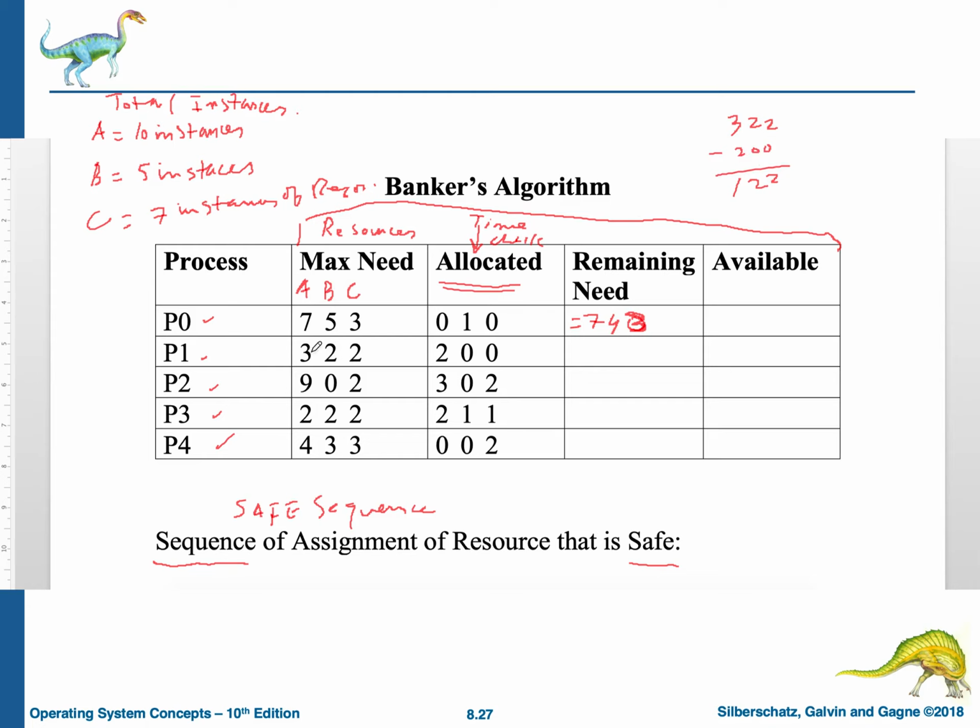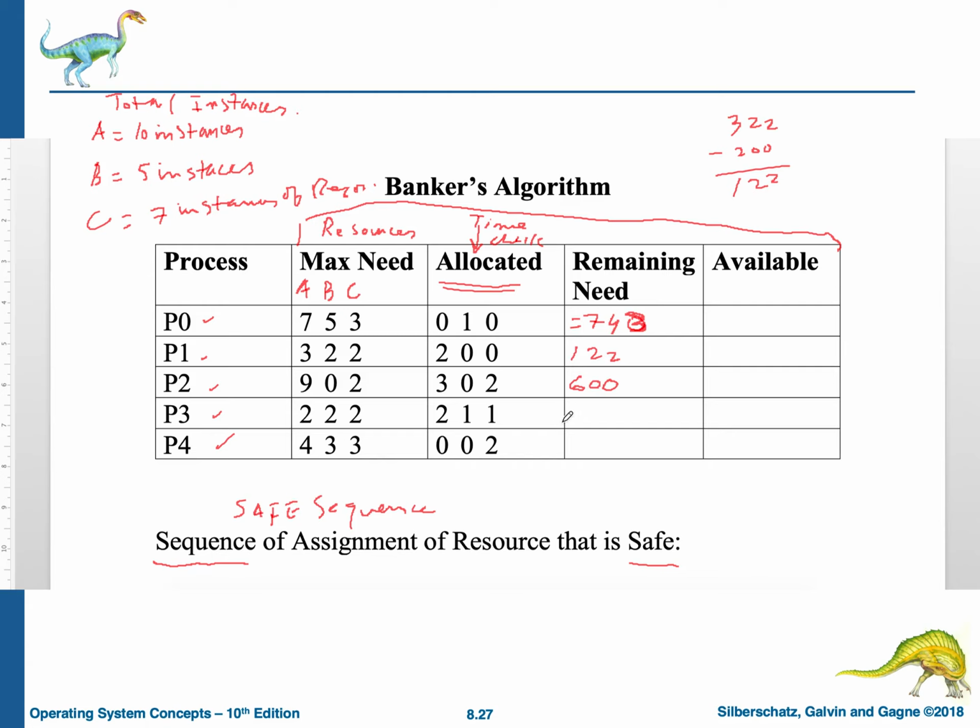However, these are spaced here because they are represented as different resources, so we put the space, but for the calculation you can combine them and treat them like a whole number, right? So 322 maximum, and the allocated resources are 200, then required resources are 122. If the maximum need is 902 and 302 are allocated, then 600 more resources are needed to complete the task.